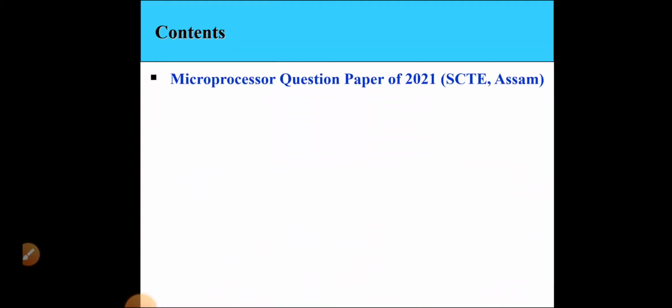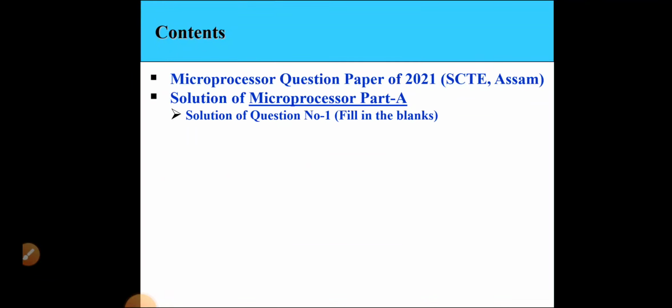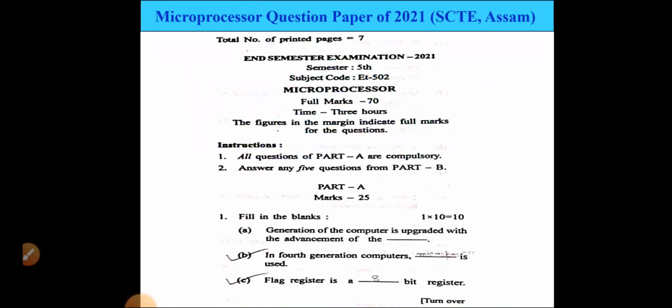The contents of today's video are: Microprocessor question paper of 2021, solution of the Microprocessor Part A, solution of question number 1 fill in the blanks, solution of question number 2 state true or false, solution of question number 3 choose the correct answer. So this was the question paper that came in the year 2021 in the end semester examination for the 5th semester of the subject Microprocessor.